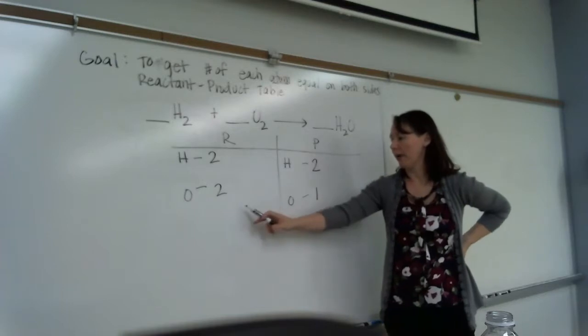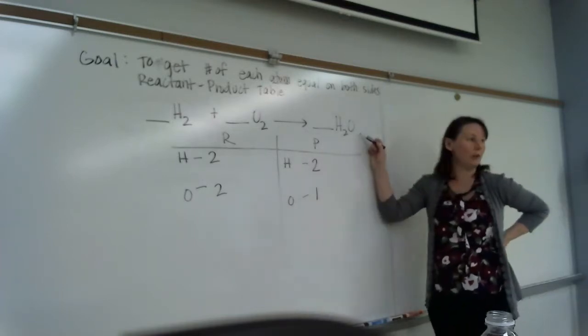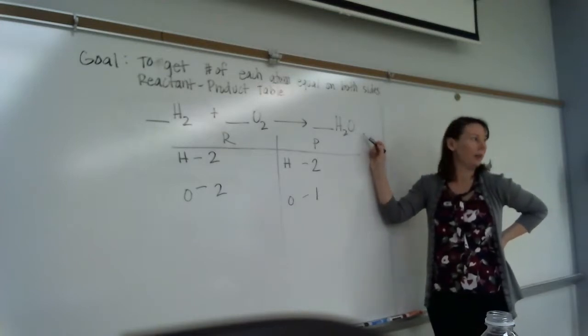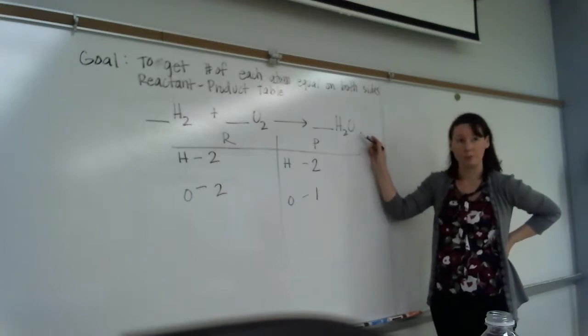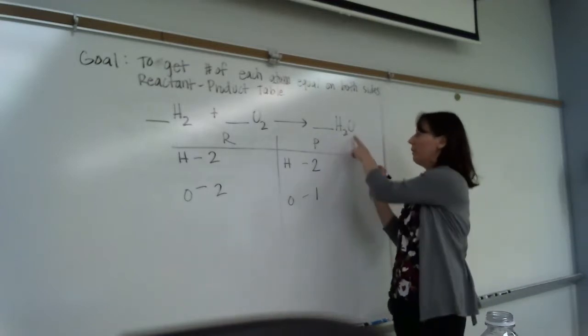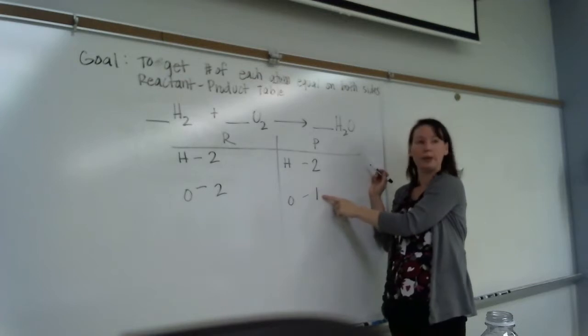So if I want to turn this 1 into a 2, I can't change the formula, can I? I can't just change this into a 2, because hydrogen peroxide, H2O2, and water, H2O, are not the same thing, right? So I can't change the formula, but what I can do is put a coefficient in front of the molecule. So I want this 1 to become a 2.